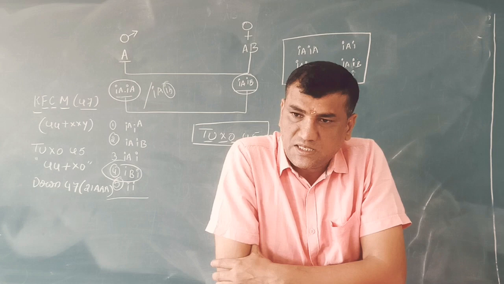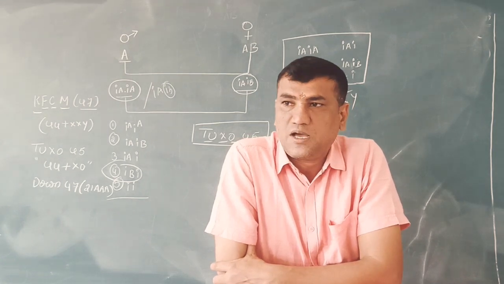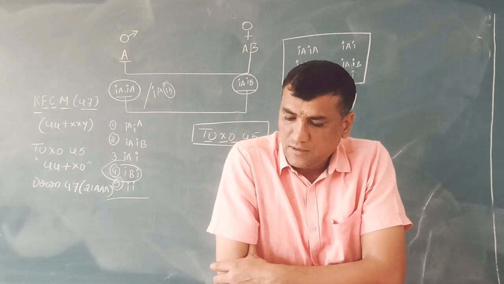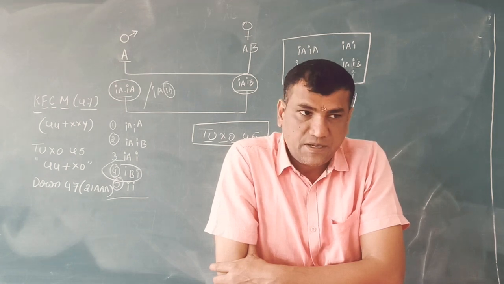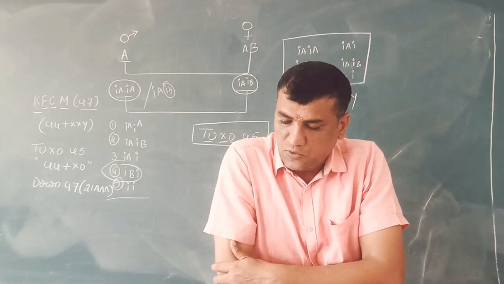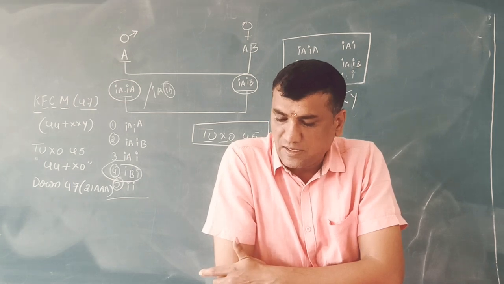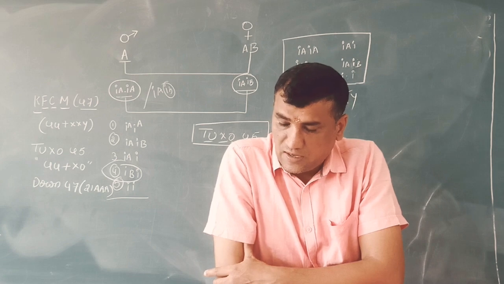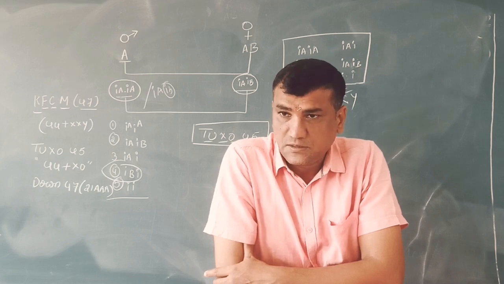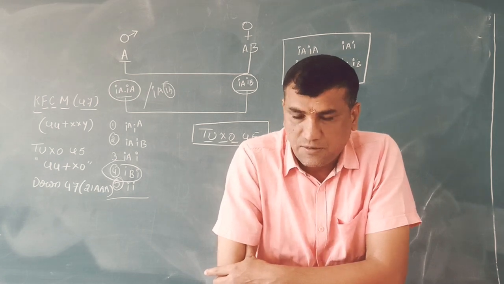Epistatic gene means one gene dominating above the other gene. Epistatic gene never expresses itself independently. It has to be controlled by other genes, or it will not express individually. So all of them are correct options. All of the above options.